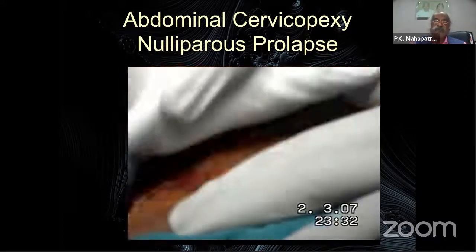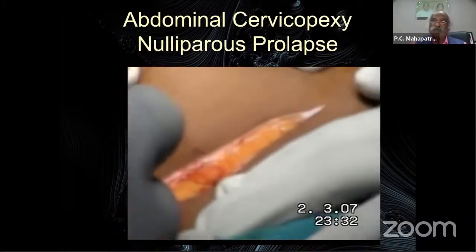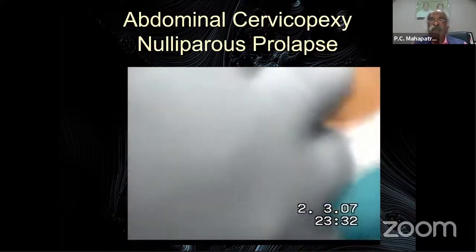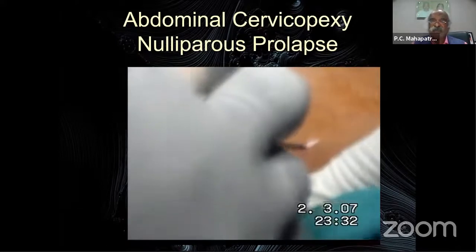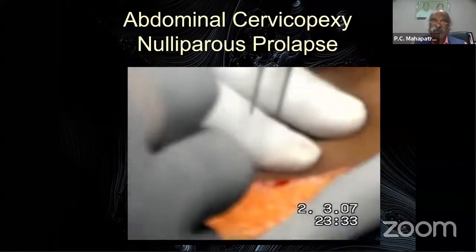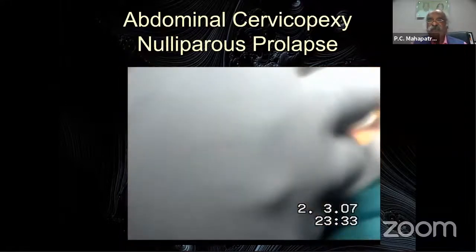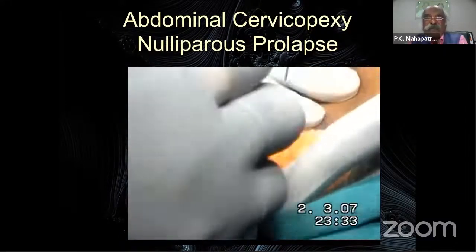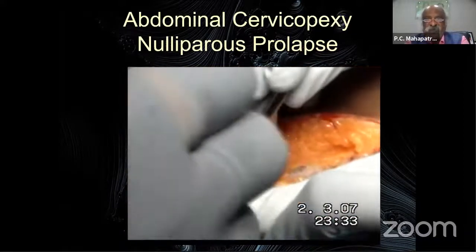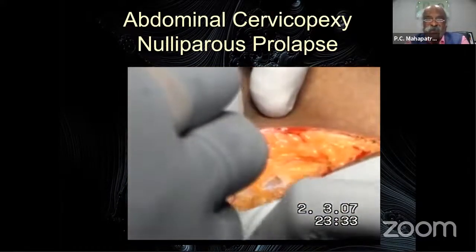This is again a procedure where there is nulliparous prolapse; the cervix is out about 4-5 centimeters outside the introitus. This is a young girl of about 19 years. She told that, yes, I'm having really a problem, it is always outside. A 19-year-old girl, so she was very uncomfortable with that.